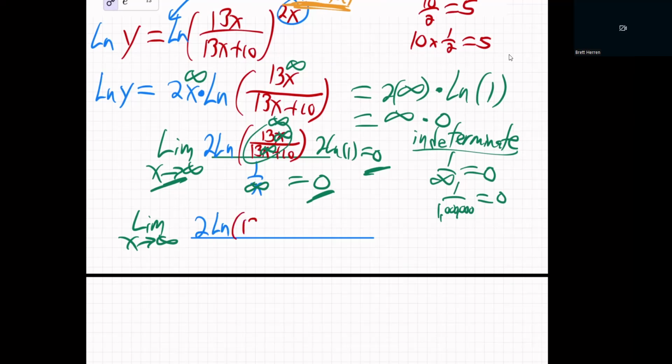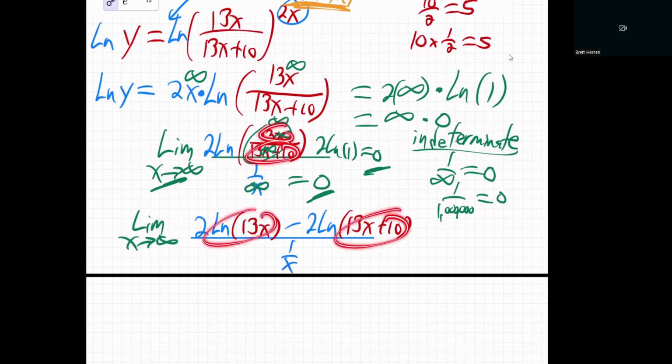I'm going to say, look, I'm going to make that 13, oopsie daisy, 13x minus 2 natural log 10x plus 10 over 1 over x. See what I'm doing there? There's 2 in the front. You might think you just distributed. No. I used one of the properties of a log. Remember when you have a log of 2 things divided, you can make them subtract. You can do that.